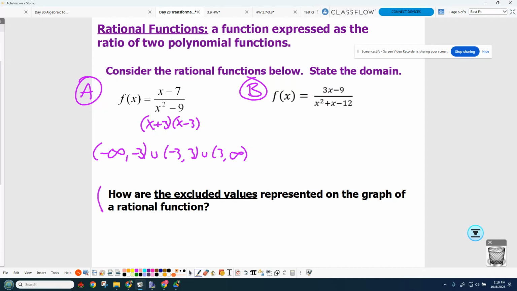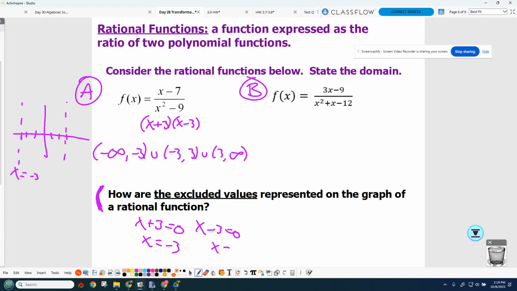And our goal is in a week and a half, 2 weeks, you will be able to graph these without a calculator and know exactly what it looks like. So here's a couple of hints on this one right now. These places where he identified, I gotta kick these guys out, 3 and the -3, on the graph, this x plus 3 equals 0, I'm gonna have a vertical asymptote at x equals -3. This other factor, it's gonna be a vertical asymptote here.